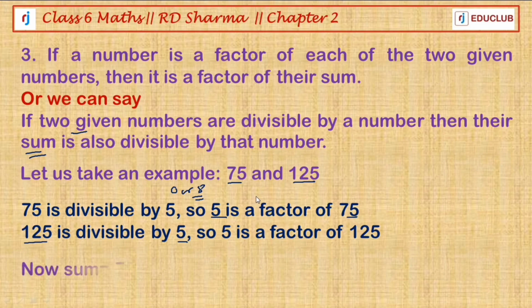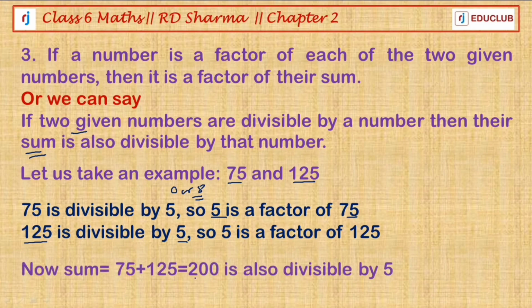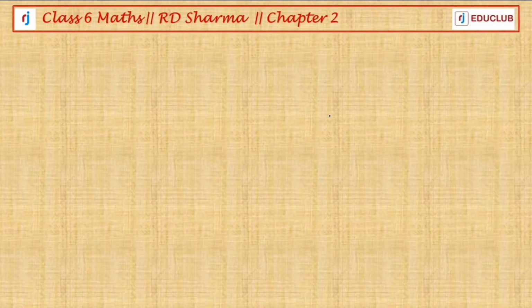Now let us check their sum. Now the sum of 75 and 125 is 200, okay? So the property is saying if a number is a factor of each of the two given numbers, then that is a factor of their sum. This sum should be divisible by 5 also, okay? So we can say 200 is divisible by 5, 5 4s are 20, 0 0 40, okay? Remainder 0, quotient 40, so we can say 200 is divisible by 5 also, okay? So if two given numbers are divisible by a number, then their sum is also divisible by that number. So this is one property.